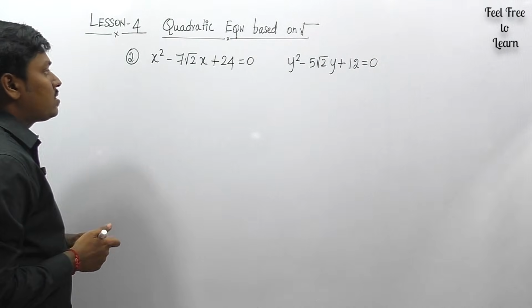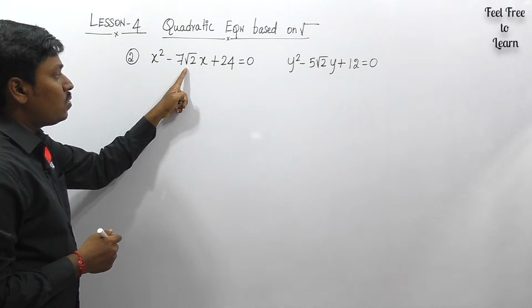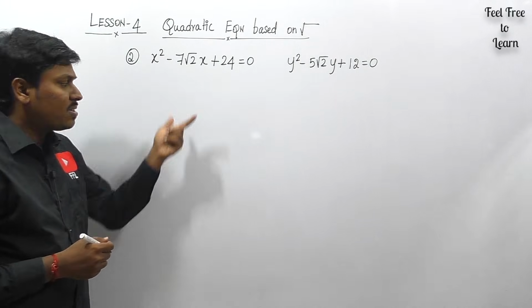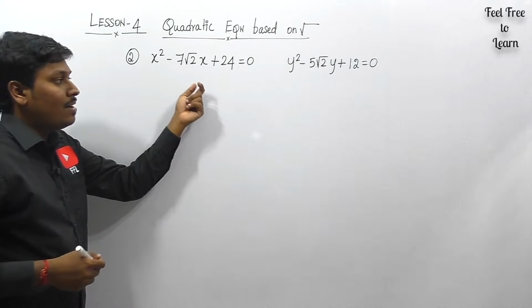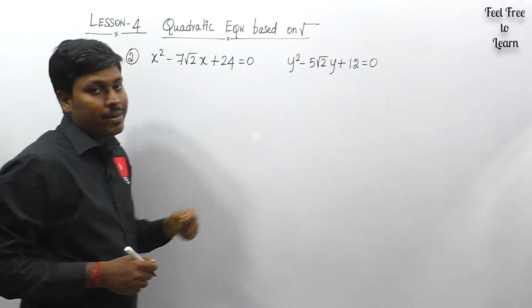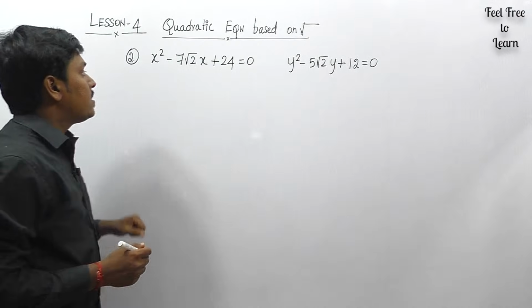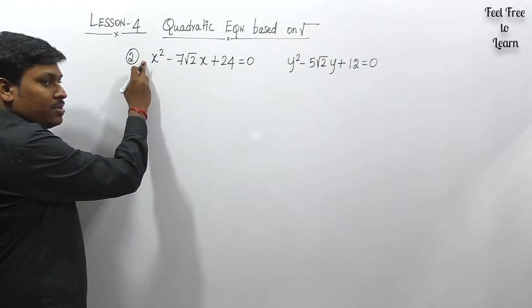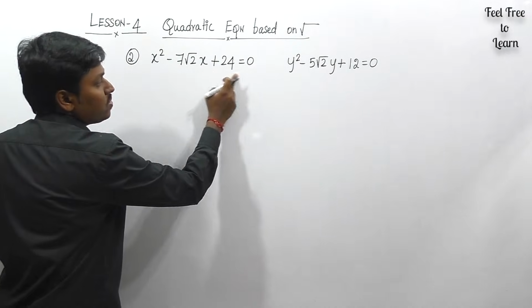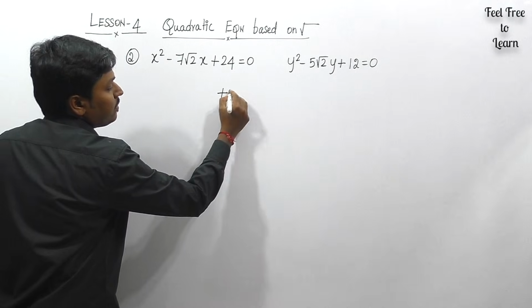Question number 2. So x square minus 7 root 2x plus 24 is equal to 0. So the given expression is a quadratic equation. Again the second expression is also a quadratic equation, but the quadratic equation that is based on square root. So friends, before x square there is no constant. So according to lesson number 2, initially we used to concentrate on this number, that is plus 24.